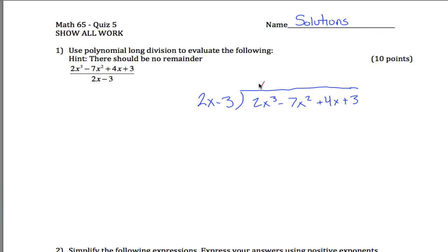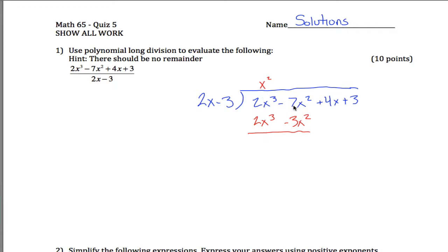It'll be x squared in this case, so that when I take that something and multiply it by this polynomial and then subtract, this column will cancel out. I think that might be easier to show than to say. X squared times 2x is 2x to the third. X squared times negative 3 is negative 3x squared. And you'll note that if I subtract now, as you do in your long division algorithm, this column cancels out.